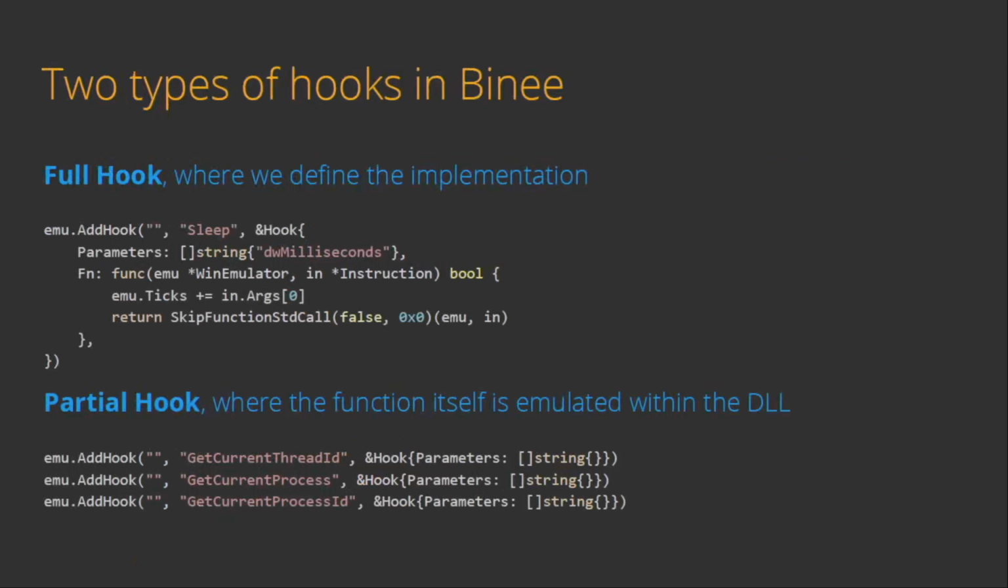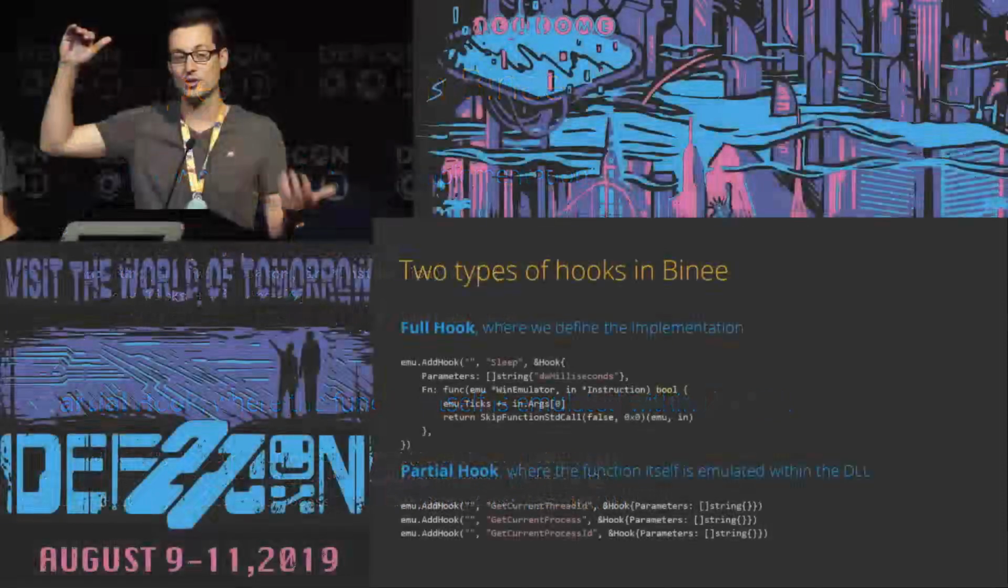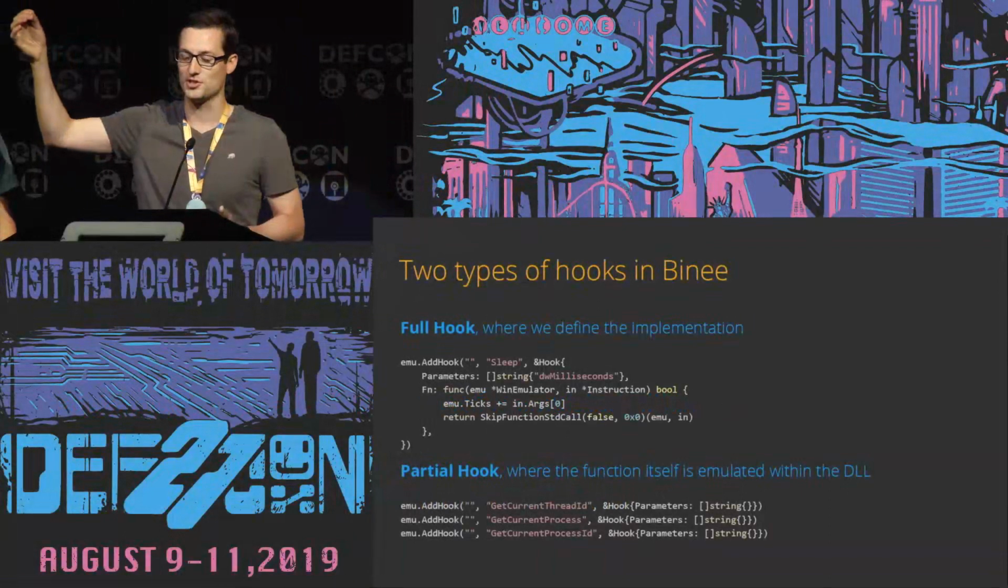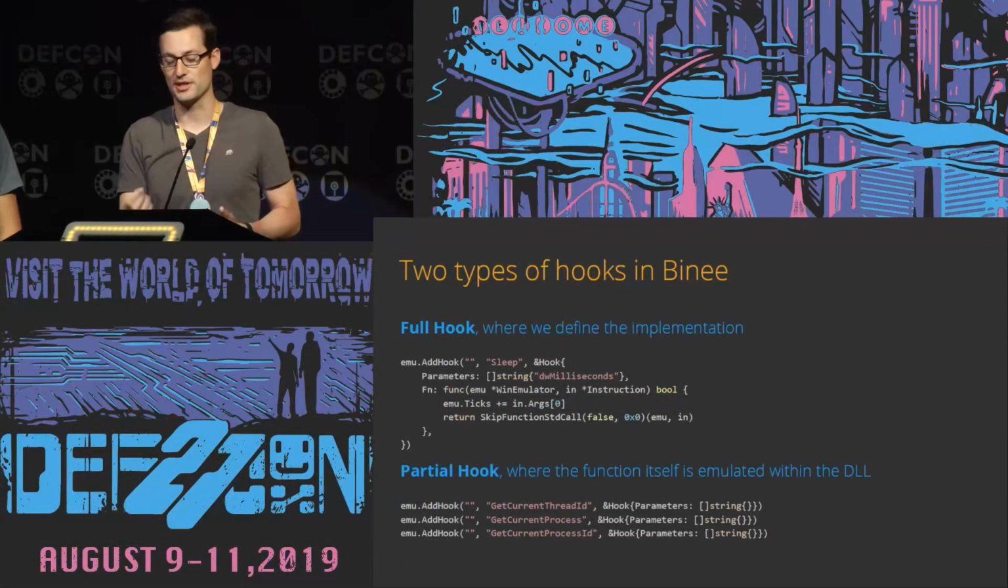With that, we ended up with two types of hooks. There's a full hook where we actually override the implementation in the DLL. When Binee is executing inside of the PE, it goes to a function call. In this case, it hits sleep, and it'll call into kernel32, whatever, and go into that address in memory. When we hit that address, because we have the lookup table, we'll hook that address, stop execution, and run our implementation, which can either override it in a full hook case, or what I'll talk about in just a second, a partial hook.